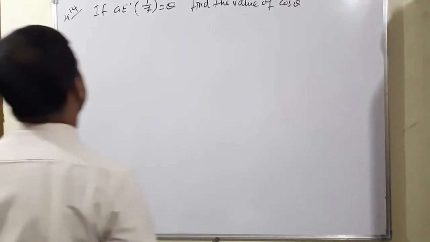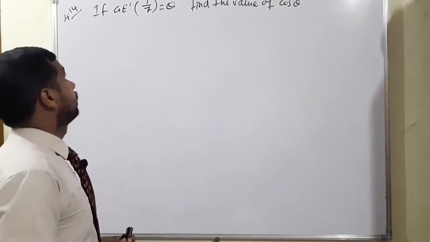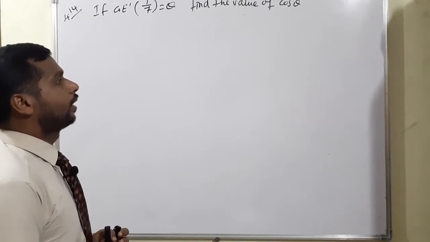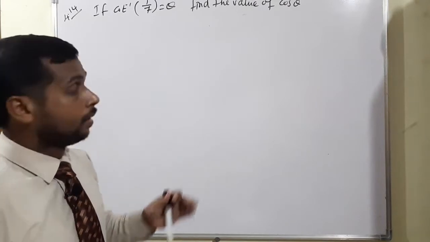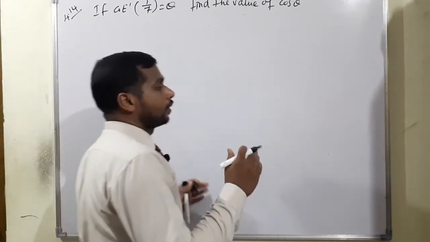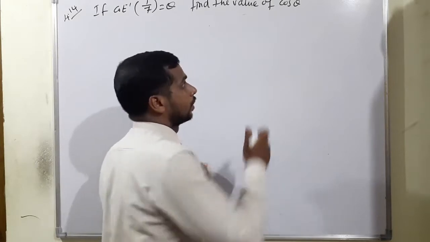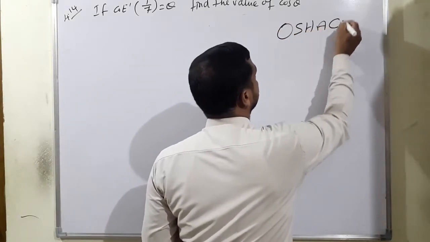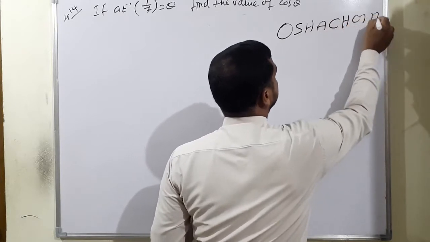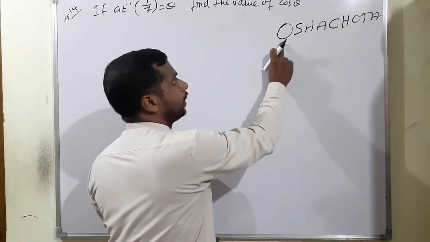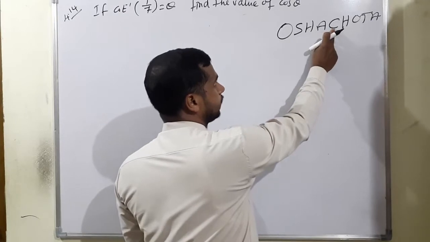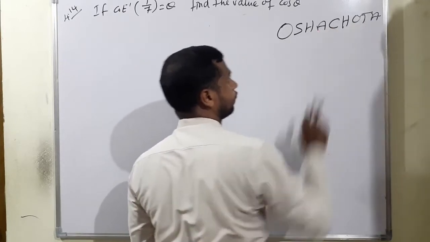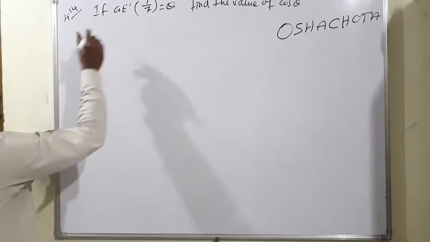I'm moving to 4.14. What is the question? If cot inverse of 1 by 7 is equal to theta, find the value of cos theta. For such types of questions, you have to understand the meaning of SOH CAH TOA. SOH CAH TOA means sin theta is opposite divided by hypotenuse. Cos theta is adjacent divided by hypotenuse. Tan theta is opposite divided by adjacent. So what is the question?